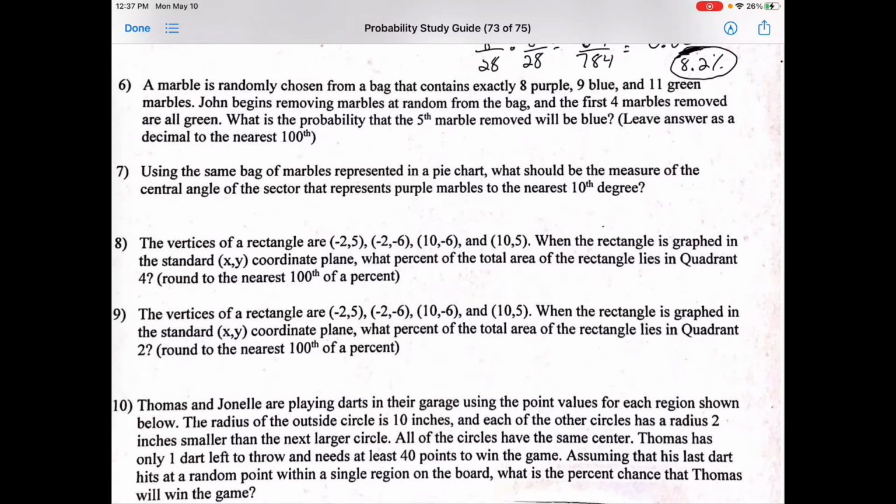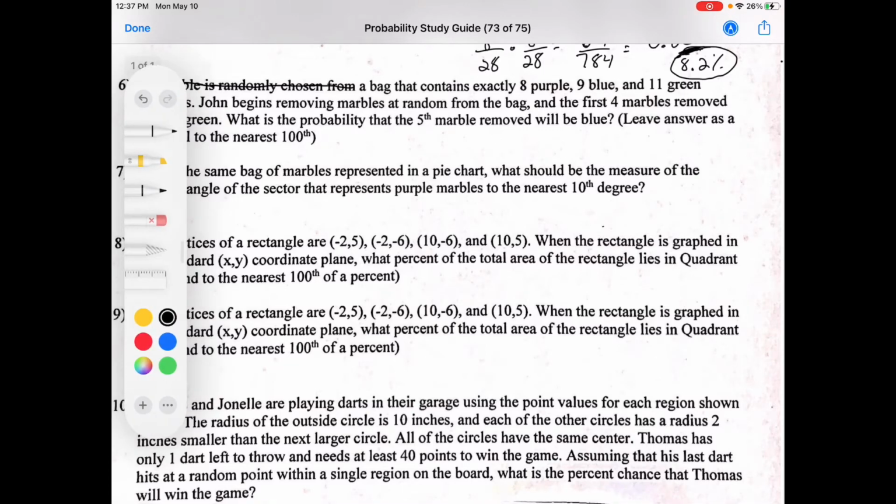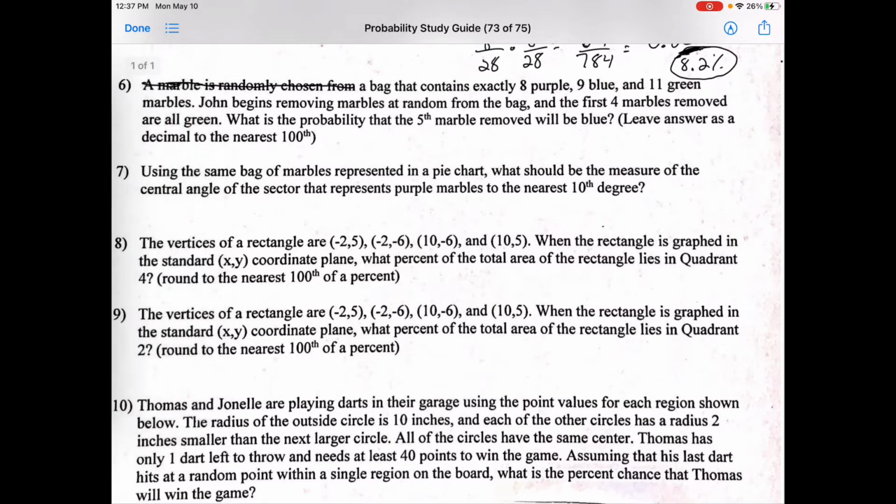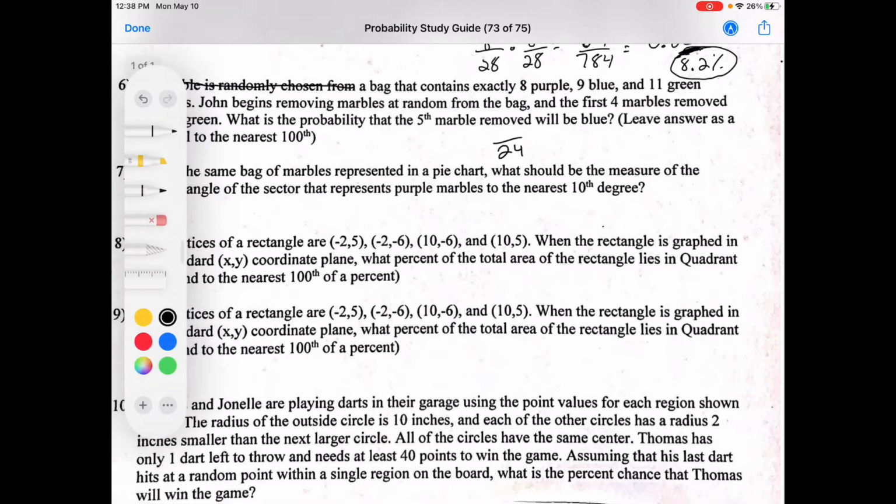Okay, on number 6, this part of the question shouldn't be on there. We'll just say you got the same bag of marbles. It contains 8 purple, 9 blue, and 11 green. John begins removing marbles out at random from the bag, and the first 4 marbles removed are all green. What's the probability that the 5th marble removed will be blue? Okay, so there were 28 marbles to start with. John has taken away 4 of them, 4 green ones. And so that means there's 24 left.